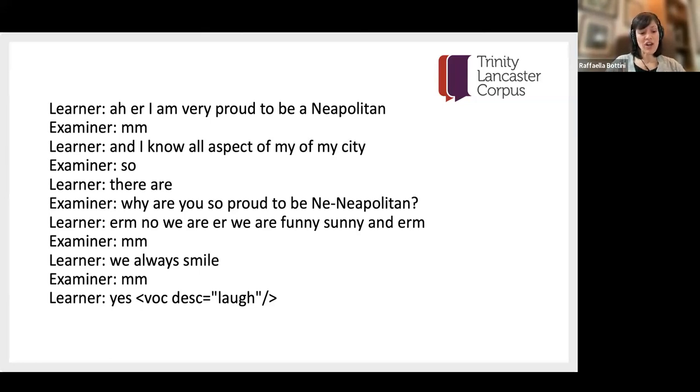It contains transcripts of interactions that take place during high-stakes exams of English between a test taker, the learner, and an examiner. In this case, we have an extract from a conversation between a learner of English whose L1 is Italian, and the proficiency level of this learner is B1.